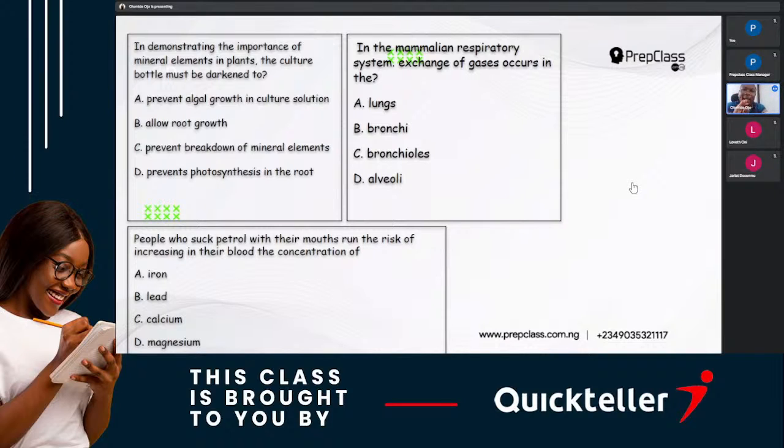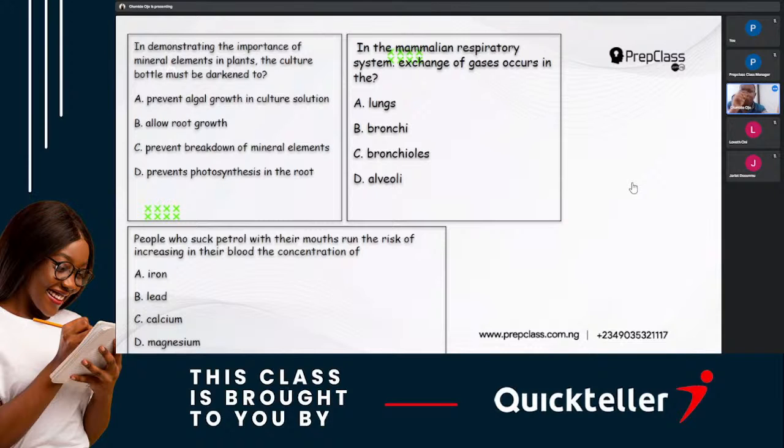So now, in this case, we are demonstrating the importance of mineral elements in plants. So the culture bottle must be darkened. Why? A, prevent algal growth in culture solution. B, allow root growth. C, prevent breakdown of mineral element. D, prevent photosynthesis in the roots. So the answer is A, to prevent algal growth in the culture. Because when the algae is growing, it will take all the mineral elements that are there.